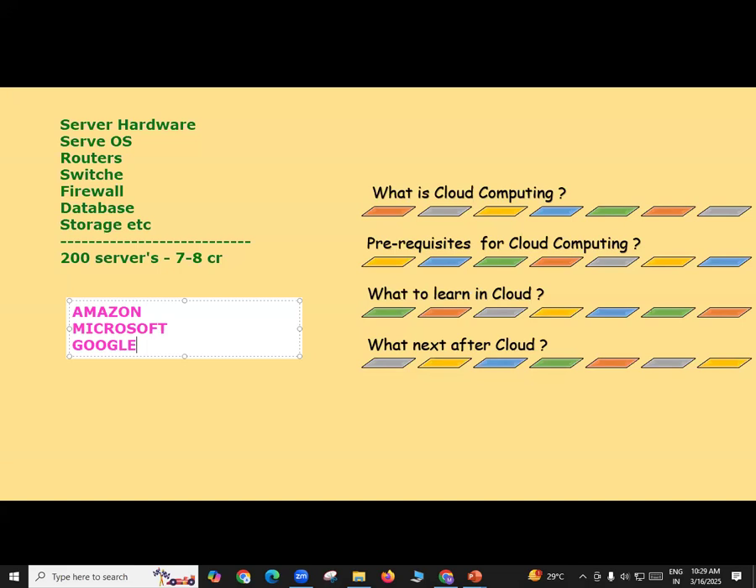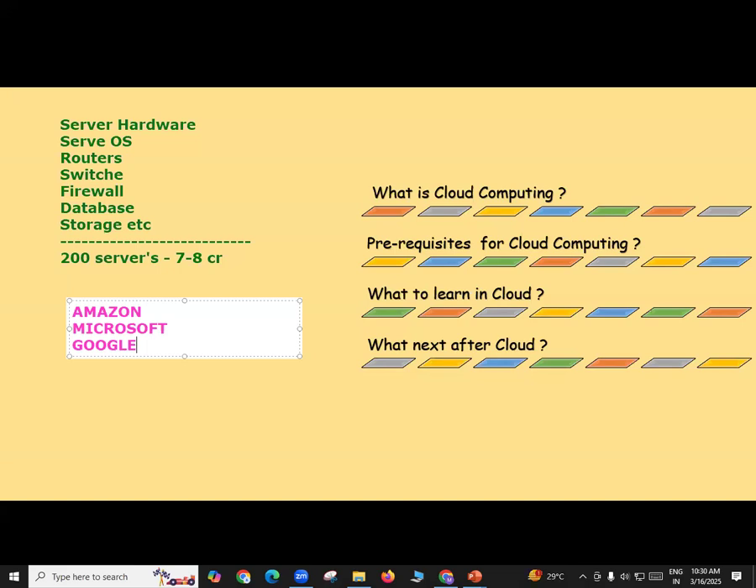You can use our data centers and you can run your applications. You can use our data centers and you can store your data. You can use our data centers and you can simply use the servers there. This is an open offer from Amazon, Microsoft, and Google. These are known as cloud providers.